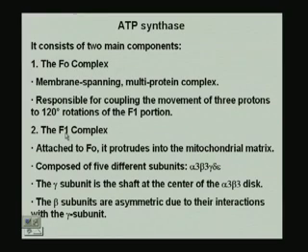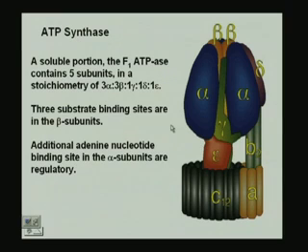The F1 complex is attached to F0 and it protrudes into the mitochondrial matrix. It is composed of 5 different subunits named alpha, beta, gamma, delta, epsilon. There are 3 alpha subunits, 3 beta subunits, a gamma, a delta, and an epsilon. The gamma subunit is the shaft at the center of the alpha3beta3 disc, and the beta subunits are asymmetric due to their interactions with the gamma subunit. Okay. Now, let us see what each of these things mean.